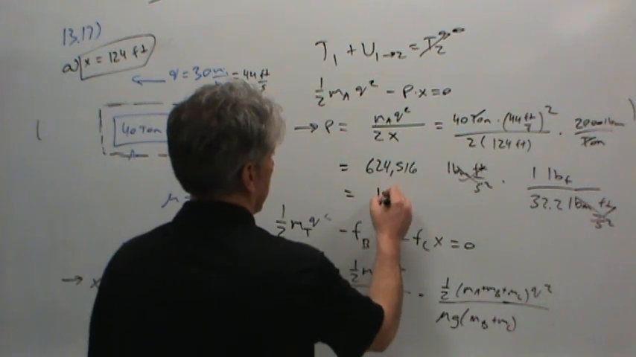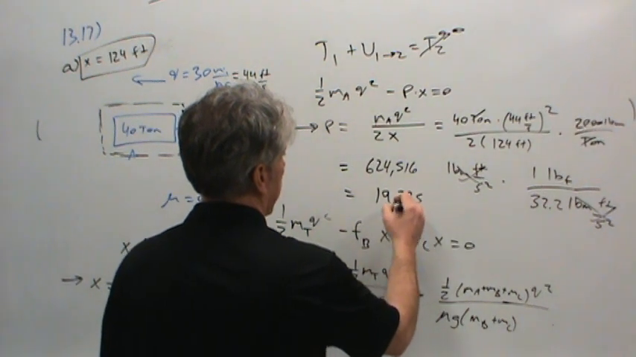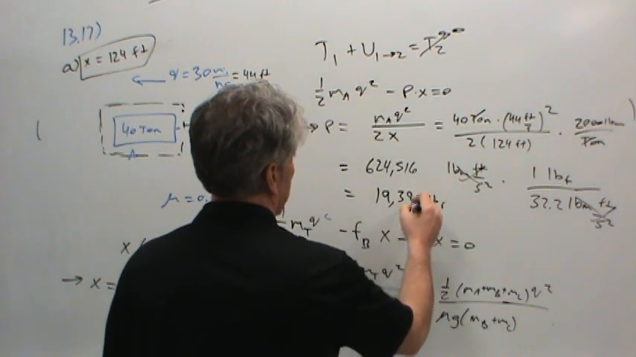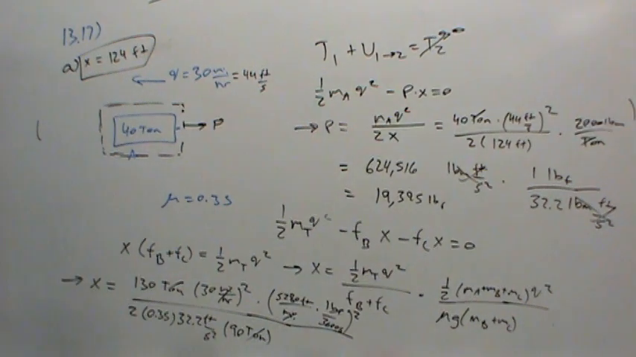19,395. That's how hard car A has to be pulled.